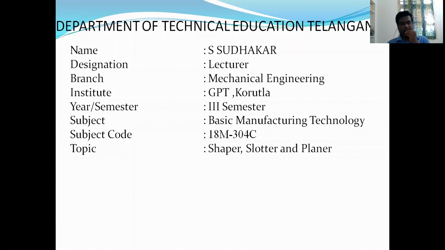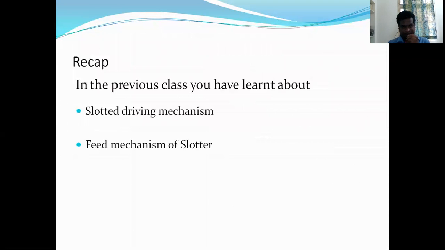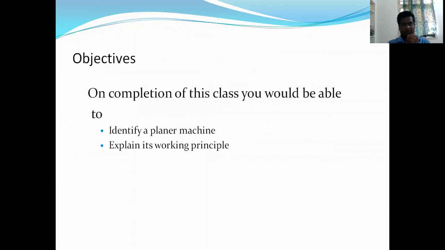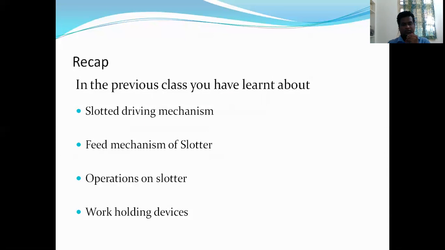So we are discussing basic manufacturing technology, in the third chapter: shaper, slotter, planer. In this chapter, we have completed so far the shaper and slotter. In the shaping machine and slotting machine, we have completed so far in the previous class.